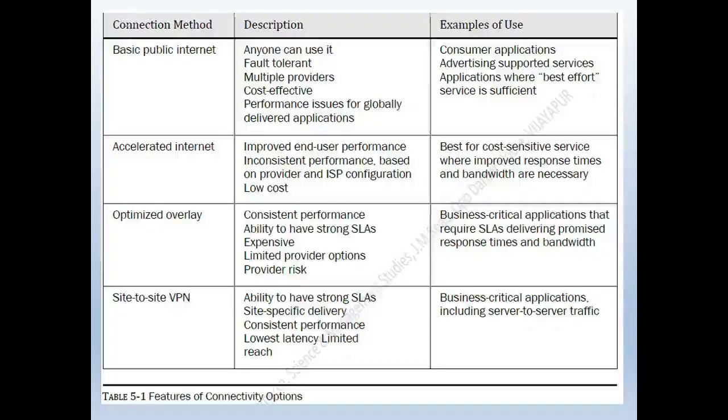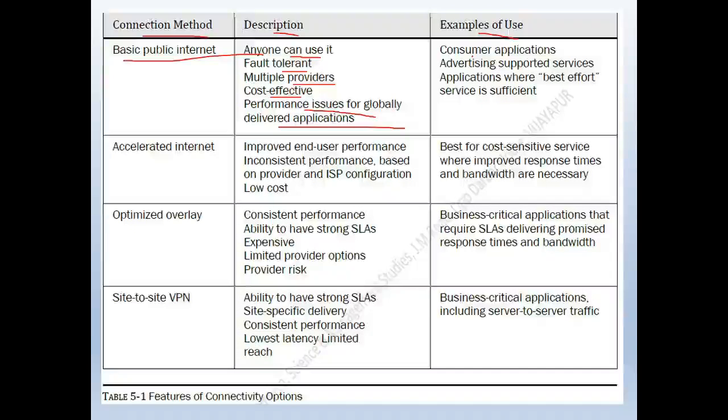So we are comparing here all 4 methods of this network connection method. Then there is a description and examples of use. First, basic public internet. This is something anyone can use. It is fault tolerant, has multiple providers, and is cost effective. There is a performance issue for globally delivered applications. Most people use it, it is cost effective, and it is used globally.